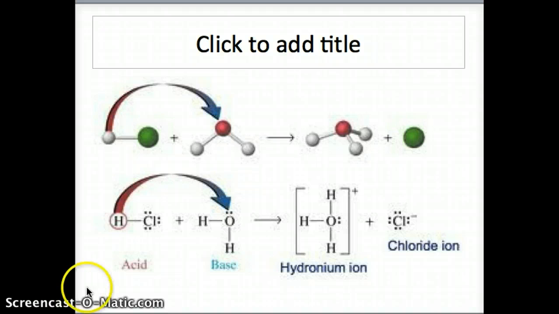Here's a visual image. So here the acid is donating to a base, and the base is accepting that hydrogen ion. And in return, see how we had HCl and H2O? Well, now this H2O became H3O, and we're left with a chloride ion.